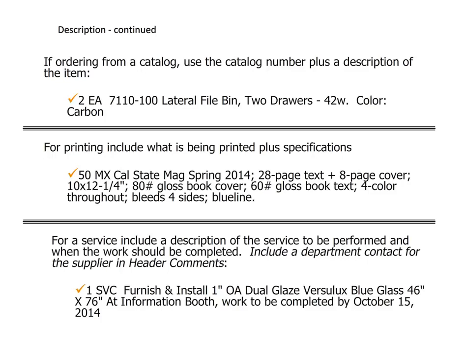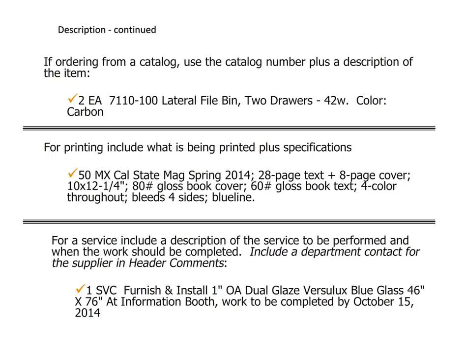For printing, include a general description of the job and then specifications. In this example, we're having 50,000 copies of the spring 2014 edition of the Cal State magazine printed. Its description includes 28 text pages and cover, its finished size, the cover stock, the interior page stock, and some technical printing information and requirements.